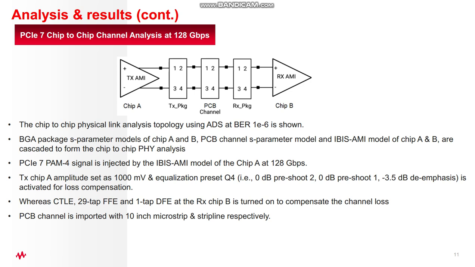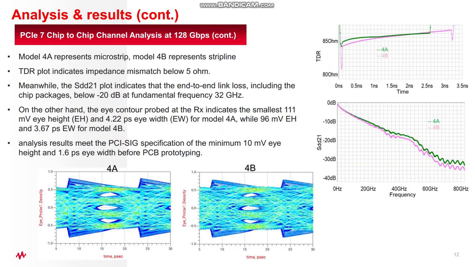The TX or transmitter chip A amplitude set as 1000 millivolt and equalization preset Q4 with 0 dB pre-shoot 2 and pre-shoot 1, and also minus 3.5 dB de-emphasis is activated for loss compensation, whereas CTLE and 29 tap FFE and also 1 tap DFE at the receiver chip B is turned on to compensate the channel loss. PCB channel is imported with 10-inch microstrip and stripline respectively. Model 4A represents the microstrip and 4B represents the stripline. TDR plot indicates the impedance mismatch below 5 ohm.